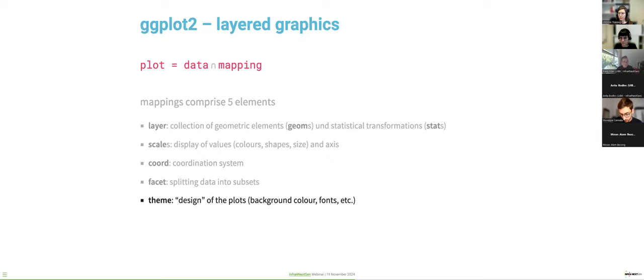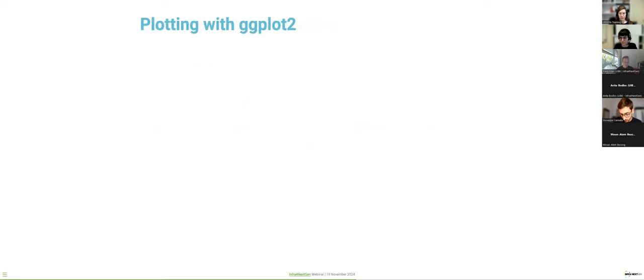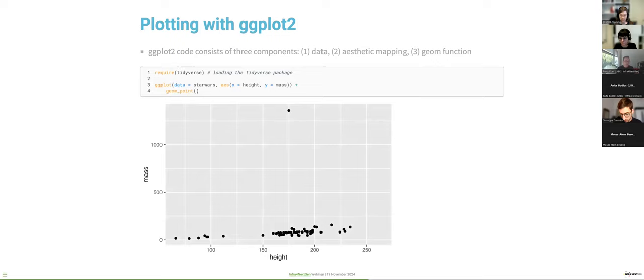So again, a plot is basically data combined with certain mappings, and the mappings are layers, scales, coordinate system, sometimes facets, and a theme. So what does a basic ggplot plot look like? It's quite easy to do. ggplot2 code consists of three components. You have to tell the function what your data is, what mappings you want to use, and what geom functions you want to use. That's it.